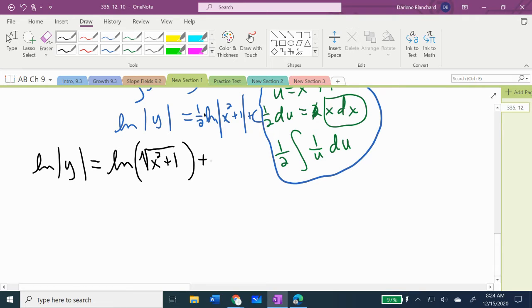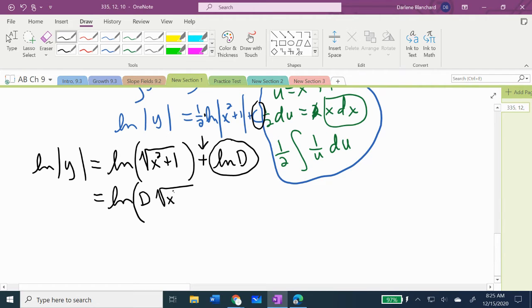Now, that unknown constant can also be the natural log of another unknown constant. So right now I'm saying that c is equal to the natural log of some other unknown number d. I need to do that so I can condense the right side of the logarithm. And the log rule says if you're adding two logarithms, that's multiplying the insides. So I have the natural log of some unknown constant d times the square root of x squared plus 1.